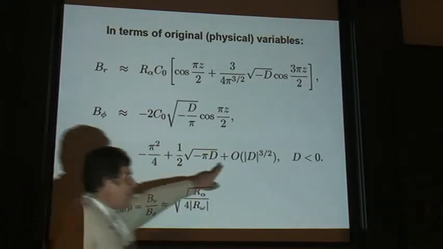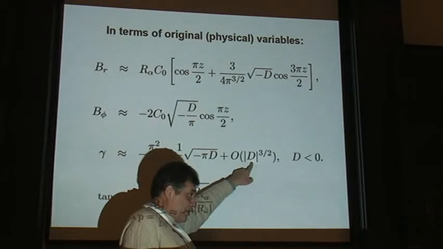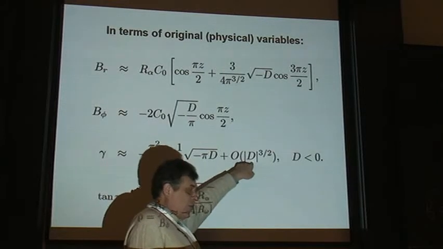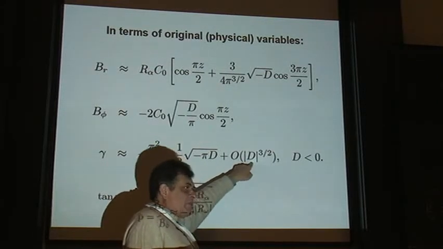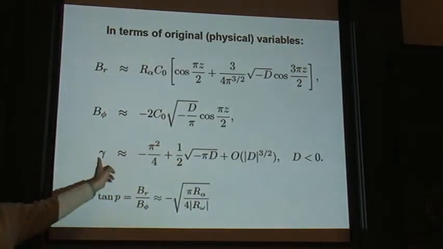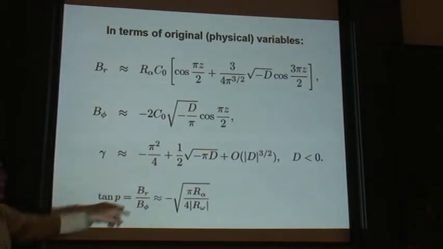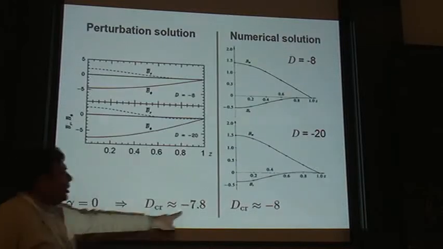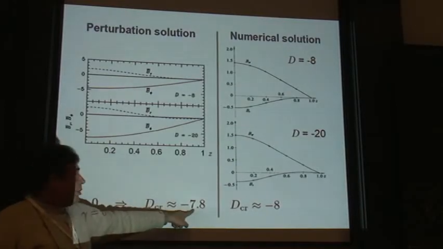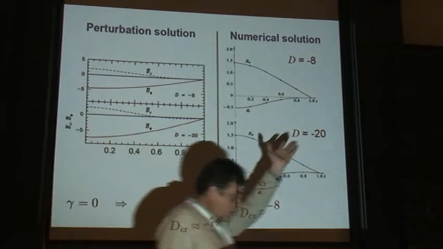So, first, I now have an expression for gamma. It's applicable only for D, much less than 1, correct? This is where I develop my solution. But now, I will cross my fingers, close my eyes, and calculate the value of D for which gamma is equal to 0. I will apply this solution where I shouldn't expect the answer to be accurate. D of order 1. The result will be critical dynamo number for which gamma is equal to 0 to the minus 7.8. Numerical solution gives me minus 8.